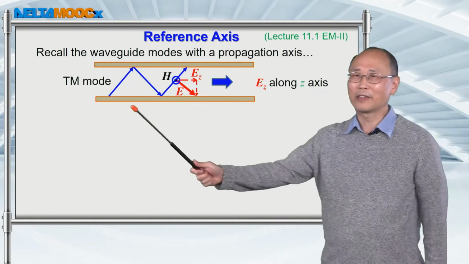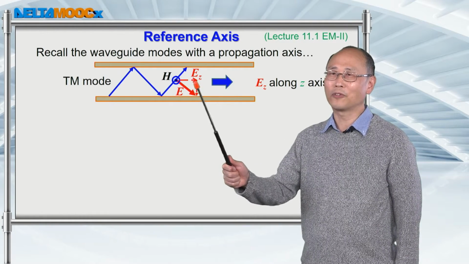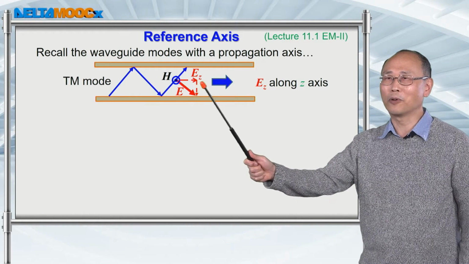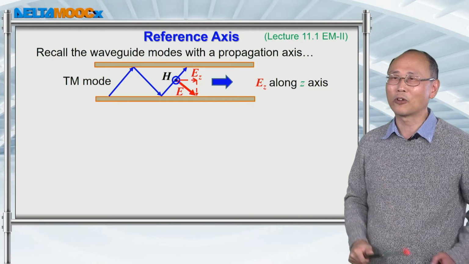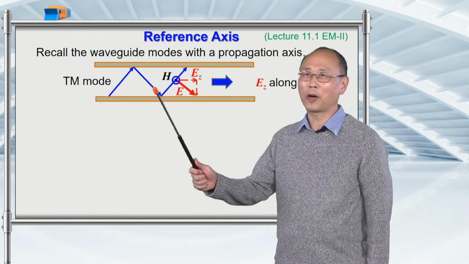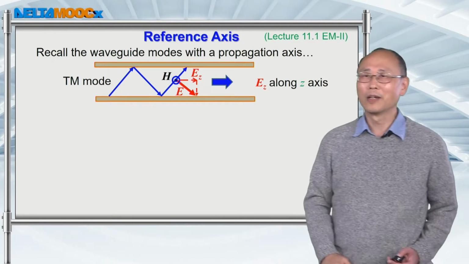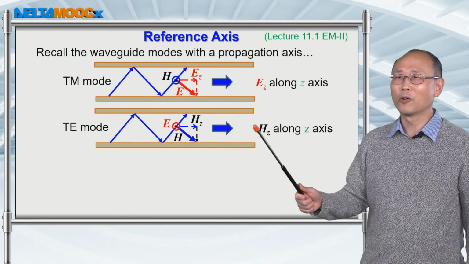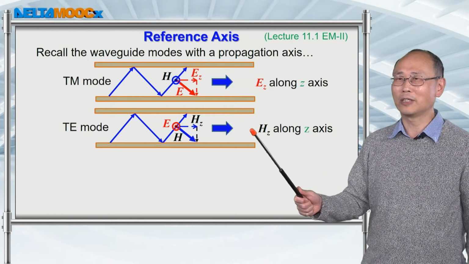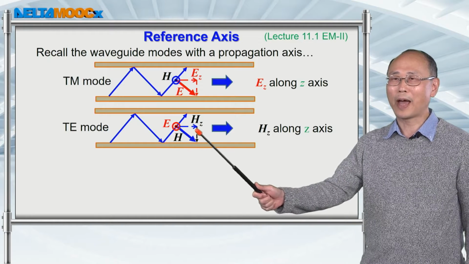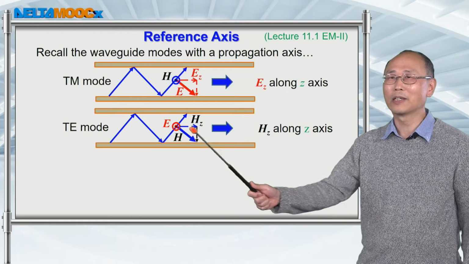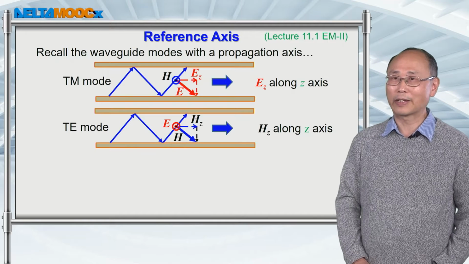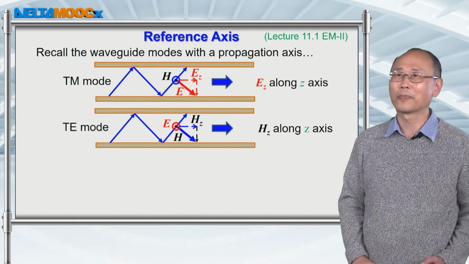But to define a TM mode inside this waveguide, we have to define a reference axis along the propagation direction. Therefore, if we have a Z component electric field along this reference axis, we call the mode propagating inside a TM mode. Similarly, we also define a TE mode inside this waveguide with reference to a propagation direction Z. And so if we have a magnetic field along the Z direction, then we call this mode a TE mode, or transverse electric mode, inside this structure.